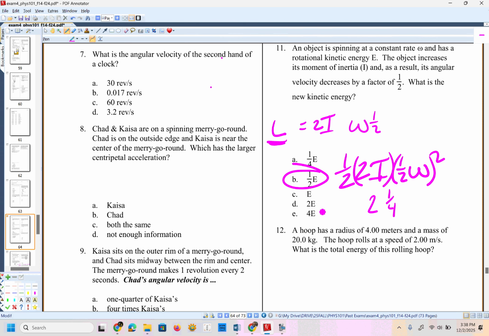Alrighty, what else, y'all? Yeah, Nelson? How does it go up on 1/2? If after you do all the math, you get 1/4.